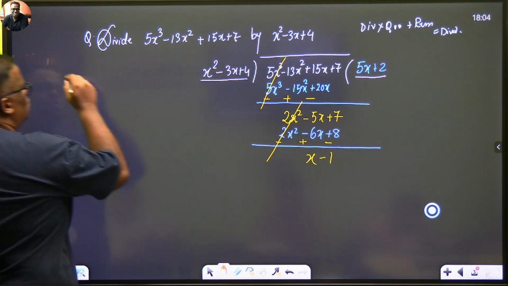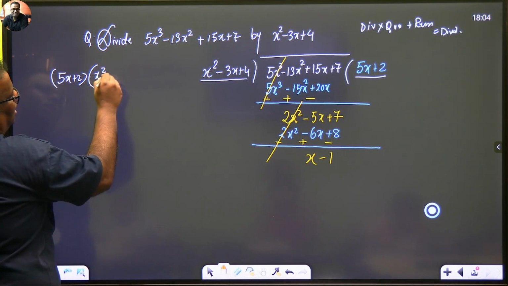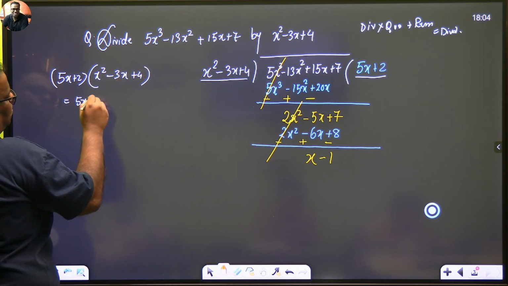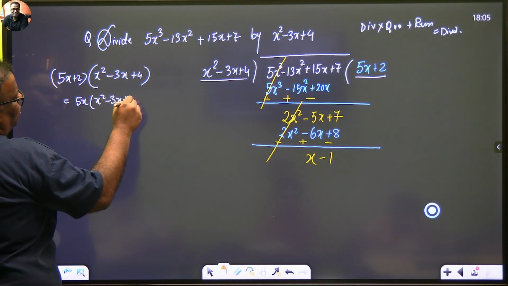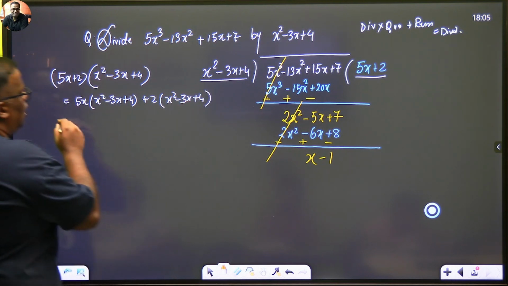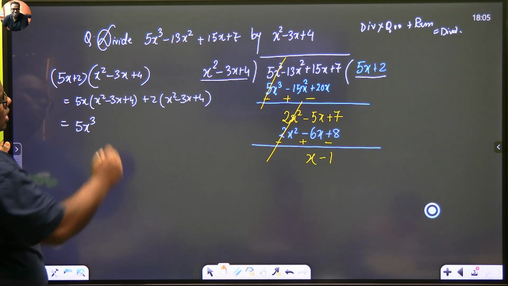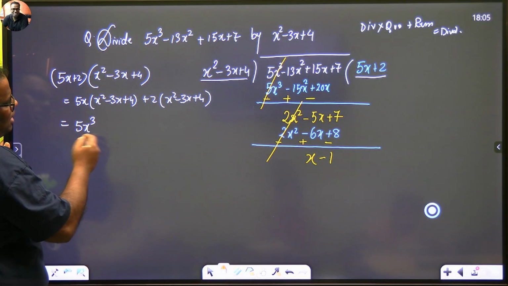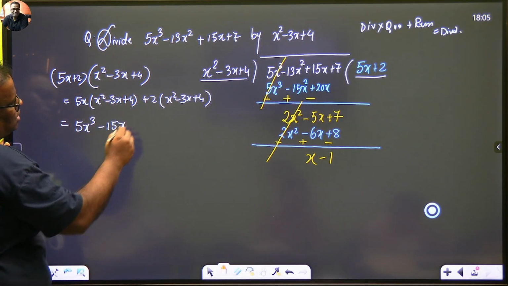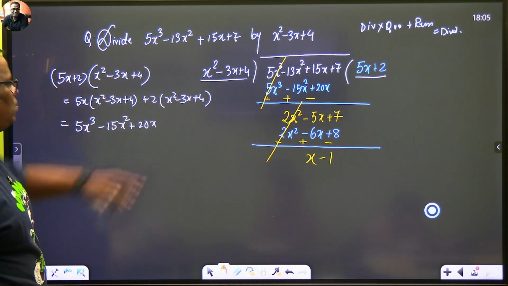Let's check. So I take 5x plus 2, times x square minus 3x plus 4. This will be checking your multiplication skills again. So 5x multiplies with x square minus 3x plus 4, and 2 multiplies with x square minus 3x plus 4. How much do you get? 5x cubed. Correct? Anyways, 5x into 3x is negative 15x square. 5x into 4 is how much? 20x.